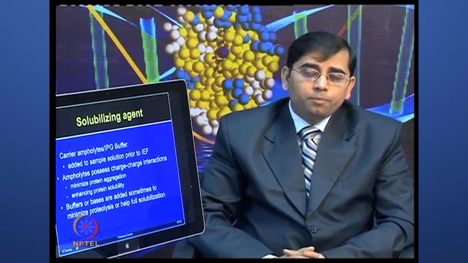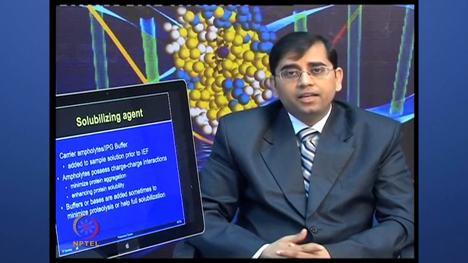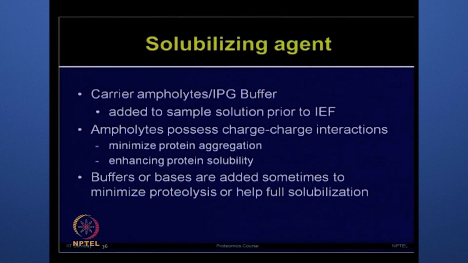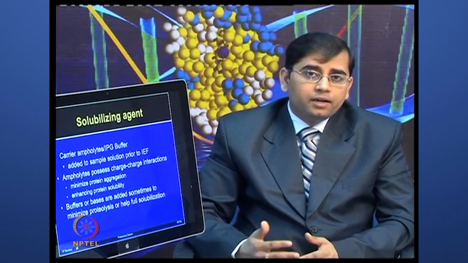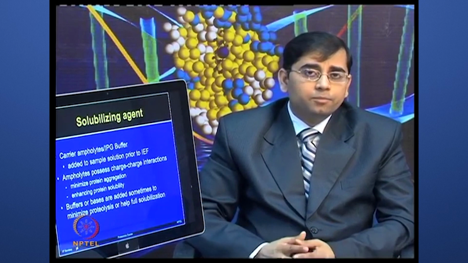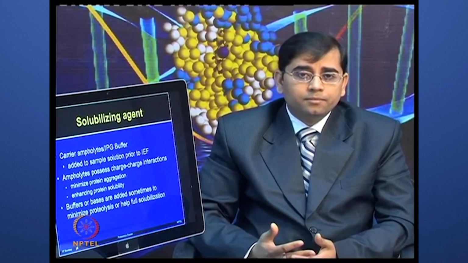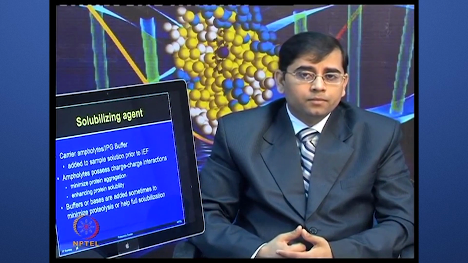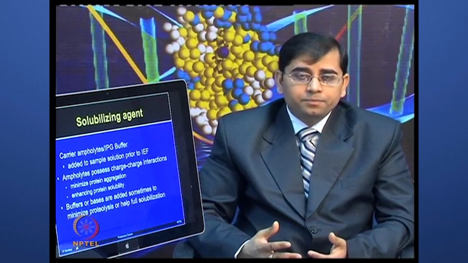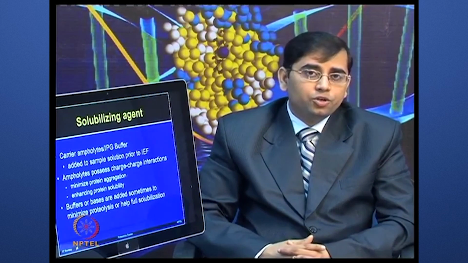If your aim is to perform isoelectric focusing from your samples, the solubilizing agent should include the carrier ampholytes or immobilized pH gradient buffers. These are added in the sample solutions prior to the isoelectric focusing step, which we will talk about in the next lectures when we talk about different steps involved in performing a gel based proteomics experiment. The ampholytes possess charge to charge interactions. They minimize protein aggregation and enhance the protein solubility. Different buffers or bases are added which sometimes minimize proteolysis and also help in the complete solubilization of proteins.